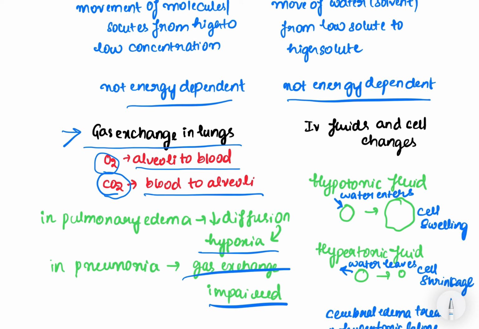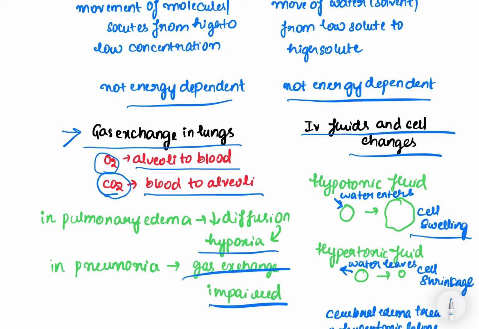Osmosis is way more important because the main examples are IV fluids and how the cell changes because of that. So when we take a hypotonic fluid, the tonicity is related to the cell concentration. So if it is the same as the concentration of the cell, it is isotonic, and if it is less than that, it is hypotonic. So water enters from the low concentration, that is hypotonicity, to hypertonicity. So the water will enter the cell and cause cell swelling.